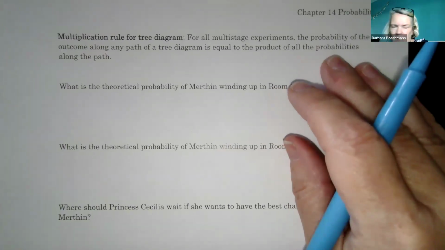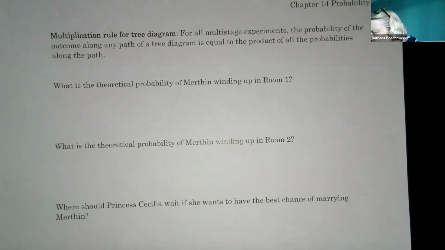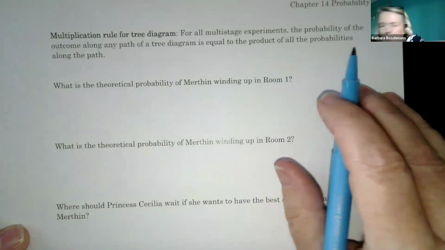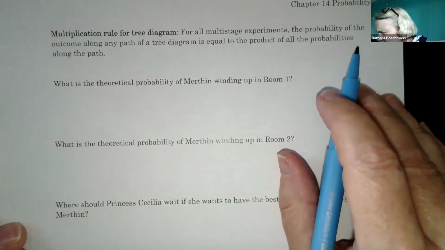Okay, the fact that we multiply has a name. Multiplication rule for a tree diagram is that a multi-stage experiment, that just means you do more than one thing. You toss 2 coins, roll a pair of dice, or you roll a die and then you flip a coin. That's multi-stage. You will multiply the probabilities along those branches.